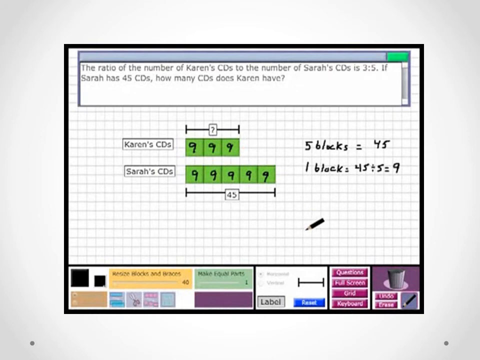To find the number of CDs Karen has, we're really trying to find the value of 3 blocks. And 3 blocks would equal 3 times 9, which is 27. So Karen has 27 CDs.